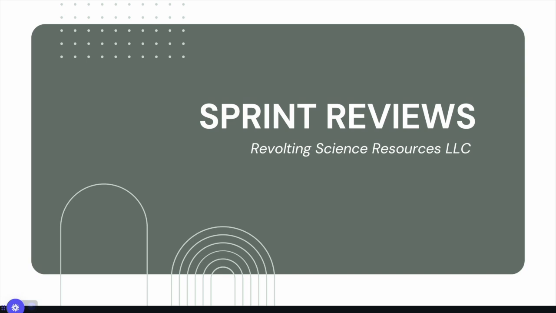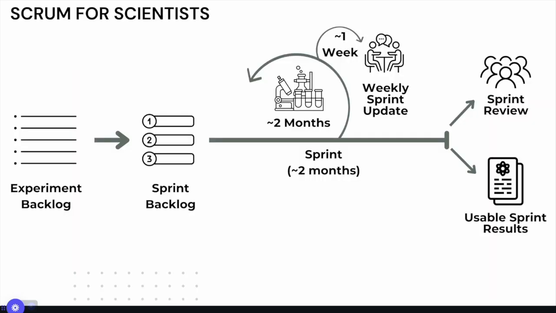As a quick recap of what a sprint review is, sprint reviews occur at the end of every sprint and serve as a time to showcase what you've accomplished, get feedback, suggestions, and assistance with troubleshooting from other lab members, discuss any necessary changes to your project, ensure all project information and documentation is properly stored, and plan what you'll accomplish in the next sprint.